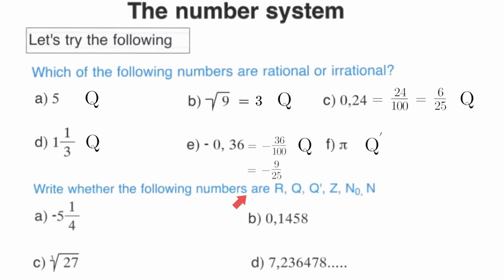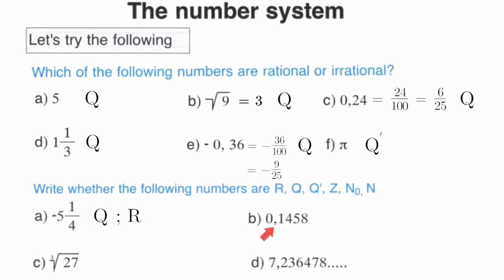Write whether the following numbers are real, rational, irrational, integers, whole numbers, or natural. So we have minus 5 1/4. So this is a fraction. It includes a fraction, and it's also negative. So it's not natural numbers, it's not whole numbers, it's not integers, because none of those numbers include fractions. So this is basically a rational number, and because we can write it, it's also real. Okay, because this is written as a over b, so it's rational, and because we can write it, it's real.